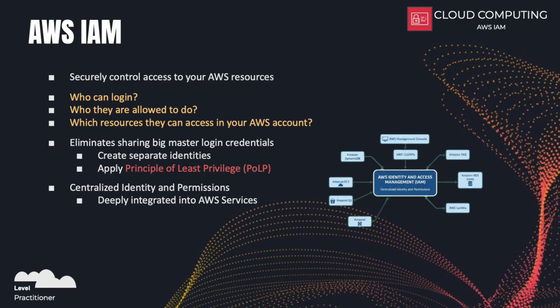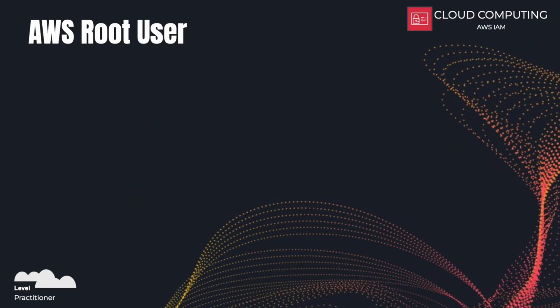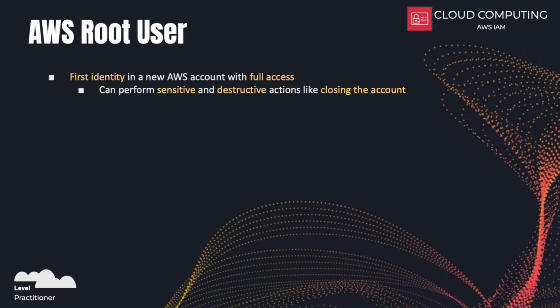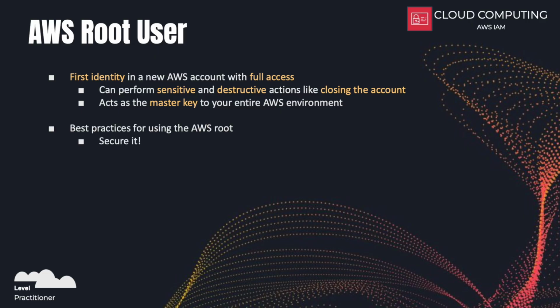Now, to really understand how IAM works, let's start with the most powerful identity in your AWS account, the AWS Root User. The root user is the very first identity that gets created when you open an AWS account. It has full, unrestricted access to everything in that account, including things like closing the account completely. You should think of the root user like the master key to your entire environment. The best practice is to secure it, protect it, and only use it for a few rare account-level tasks.